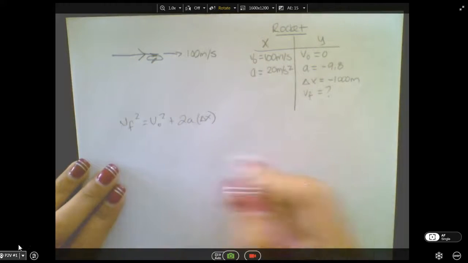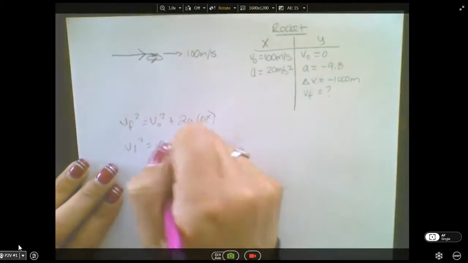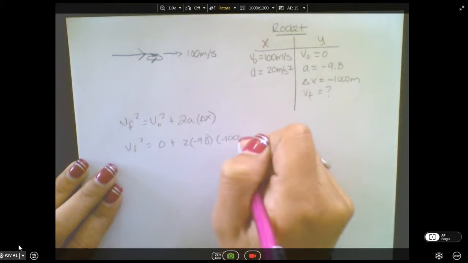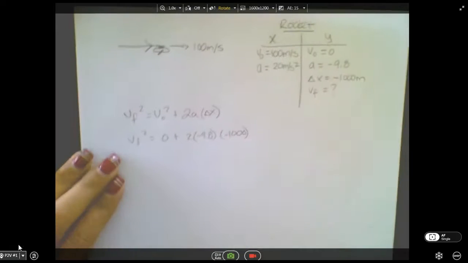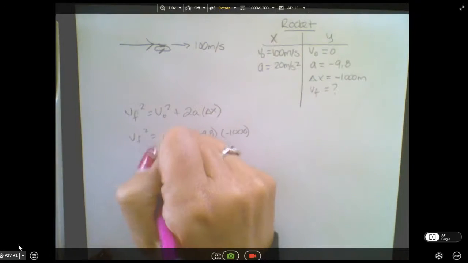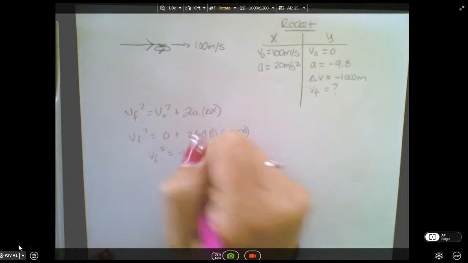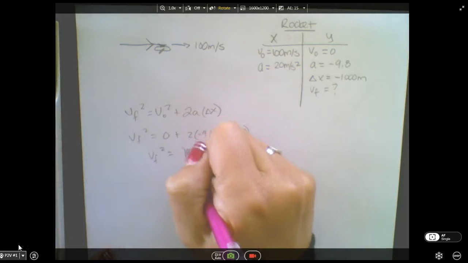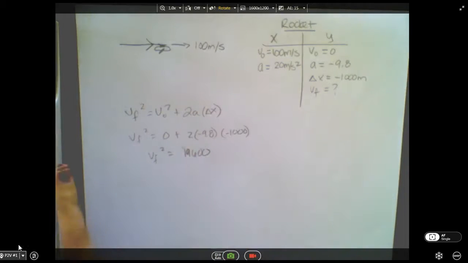And if we plug in, we're going to have VF squared equals 0 plus 2 times negative 9.8 times negative 1,000. Make sure you make that a negative 1,000 because you're falling down. And then 2 times 9.8 times negative 1,000 gives us VF squared equals positive 19,600 because of the 2 negatives, and then we take the square root of that.